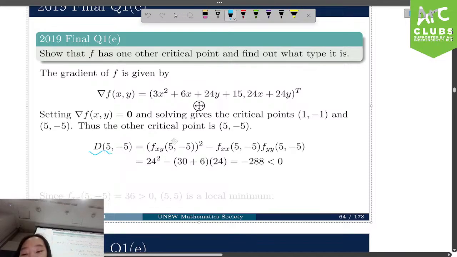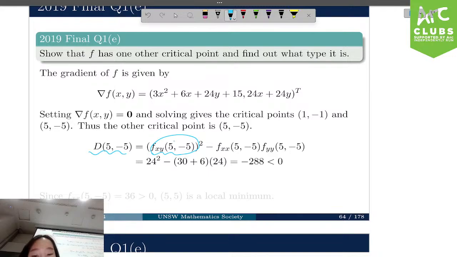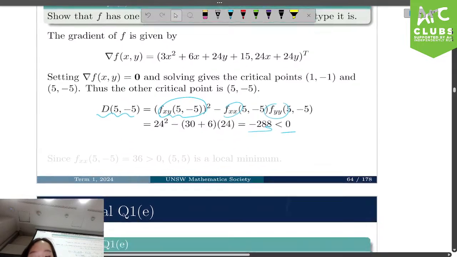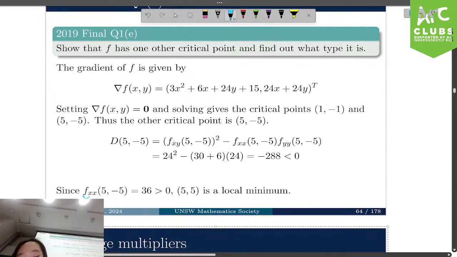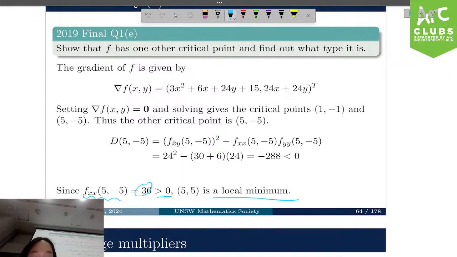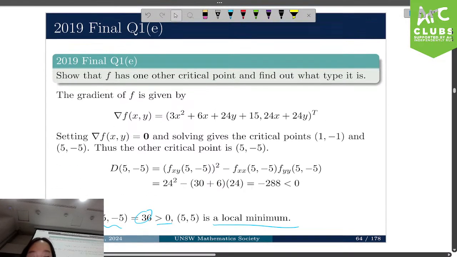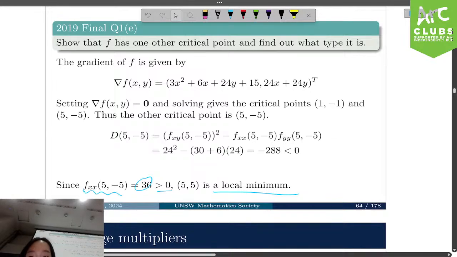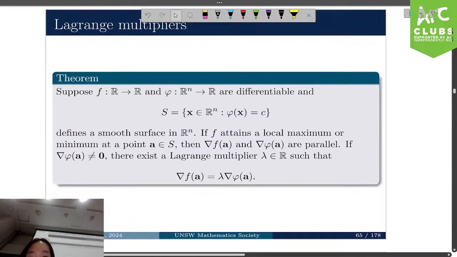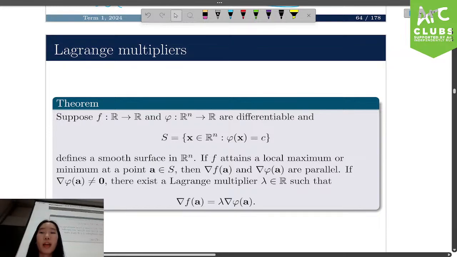Okay, and it turns out that applying the same formula, we get fxy, and we take the same formula, get fxx and fyy, and plug in the value (5, -5), we get the following. It's negative 288, which is less than 0. Then we need to check that our fxx is 36, greater than 0. That means it's a local minimum. So we just use the second derivative test, and we can determine its type. Fantastic.